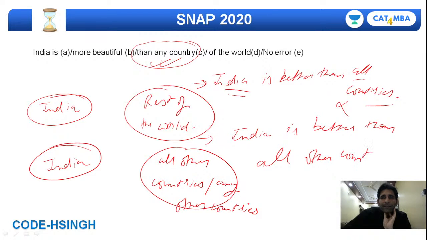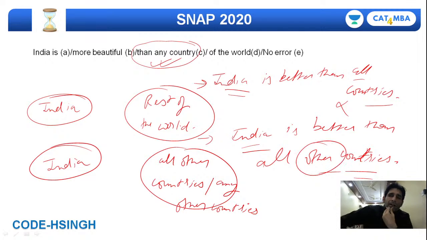Okay, so the logic is this, guys, that when you exclude India from the rest of the world, it should not be all countries, it should be all other countries. It should not be any country, it should be any other country. ठीक है, बिकॉज आप ना इंडिया को इंडिया से थोड़ी कंपेयर कर दोगे. यू कैनॉट कंपेयर इंडिया विद इंडिया, राइट? ओके, नाउ कमिंग टू द क्वेश्चन. इंडिया इज मोर ब्यूटीफुल देन एनी कंट्री. अरे भाई, व्हेन आई से एनी कंट्री कैन बी एनी कंट्री, राइट? It may include India as well, right? So what do you do? You say any other country.